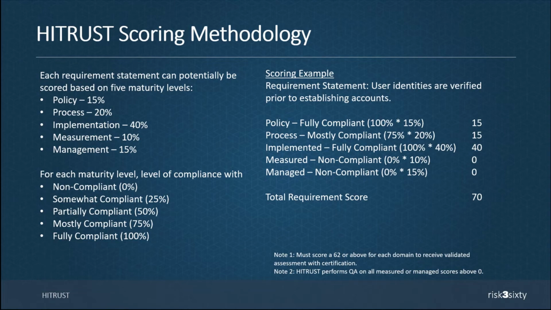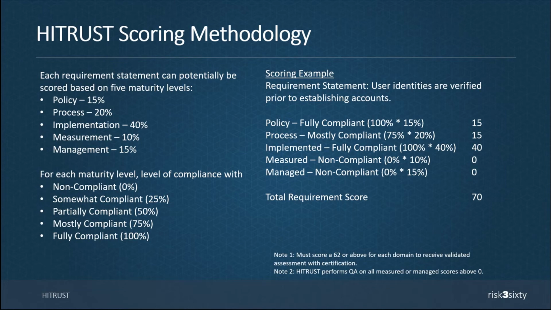Measured and managed are usually looked at a little bit less, and there's good reason for that. 100% of these scores are going to be QA'd by HITRUST, and on top of that, you get significantly less bang for your buck. The two of those combined only give you 25% of the total score, whereas if you look at implemented, process, and policy combined, those equal 75% of the score.